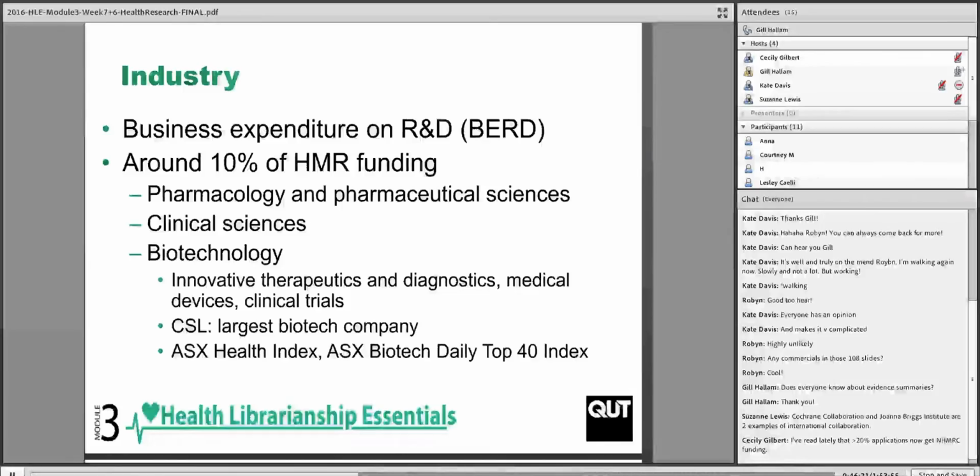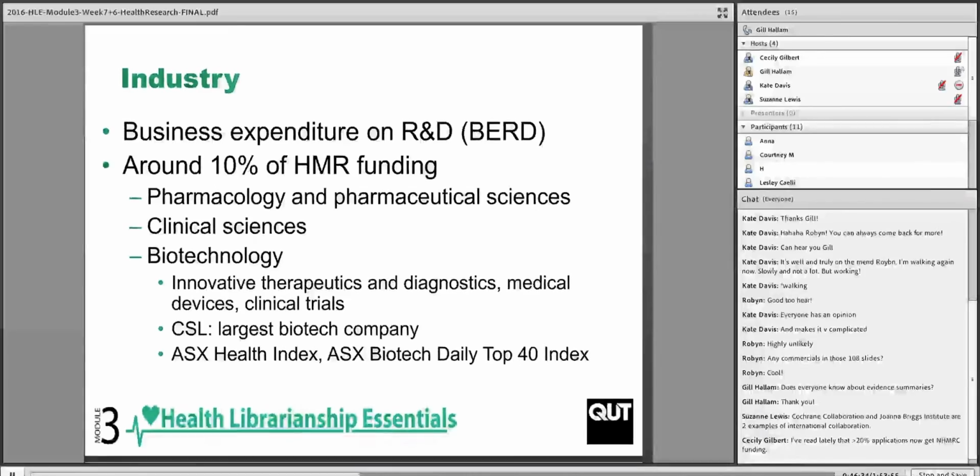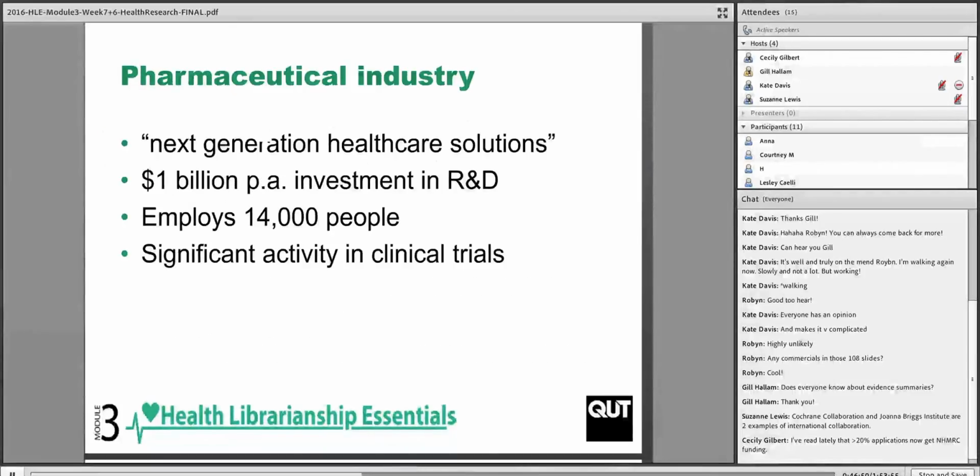Where's industry involved? Business expenditure tends to go into R&D, pharmacology, clinical sciences, biotechnology, those sort of areas. Very often their listed companies get involved, so they get investment from investors, naturally. So on the ASX, there's a health index, there's a biotech daily top 40 index. So looking at community investment, industry investment into those areas.